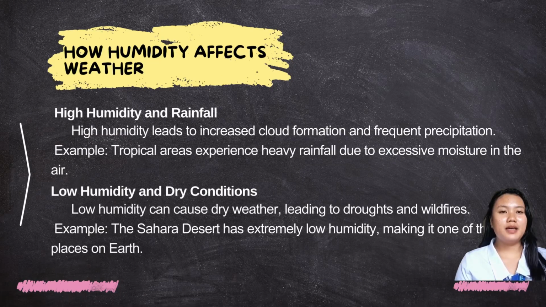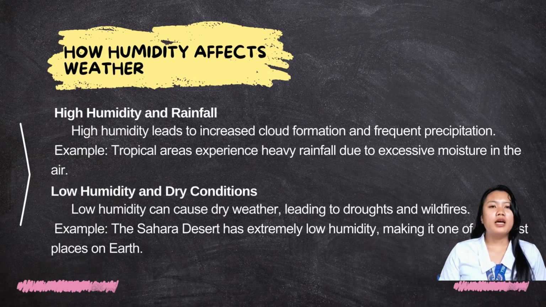How humidity affects weather. High humidity and rainfall. High humidity leads to increased cloud formation and frequent precipitation. For example, tropical areas experience heavy rainfall due to excessive moisture in the air. Low humidity and dry conditions. Low humidity can cause dry weather, leading to droughts and wildfires. For example, the Sahara Desert has extremely low humidity, making it one of the driest places on Earth.